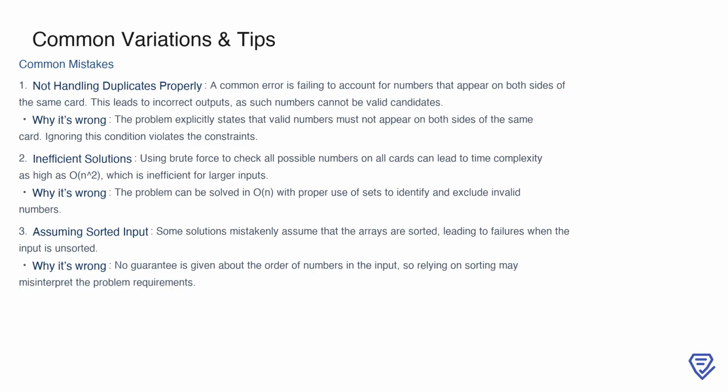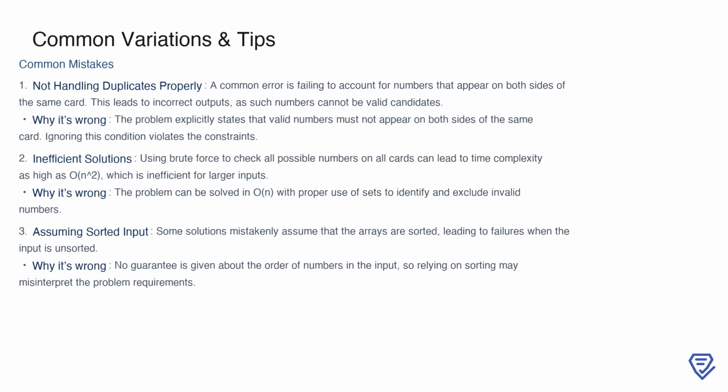First, failing to properly handle duplicates is a frequent error. If a number appears on both sides of the same card, it cannot be a valid candidate. Ignoring this condition violates the problem's constraints and will lead to incorrect outputs. Next, there's the issue of inefficiency. Using brute force to test all possible numbers on all cards can result in a time complexity of O(n²), which becomes impractical for larger inputs. Instead, using sets to efficiently exclude invalid numbers allows you to solve the problem in O(n).